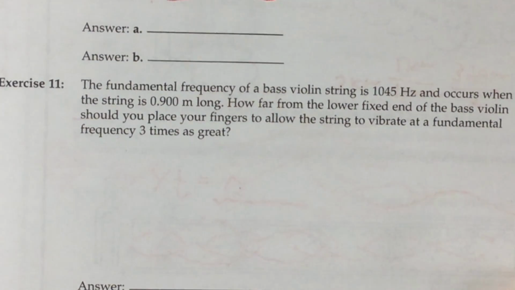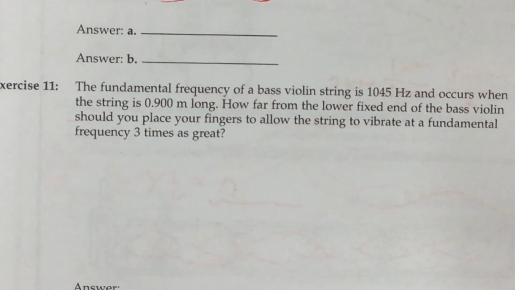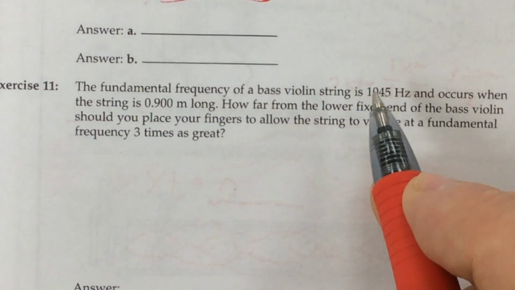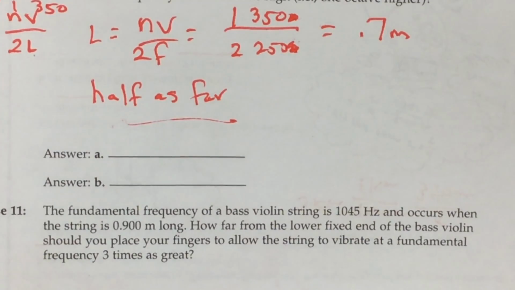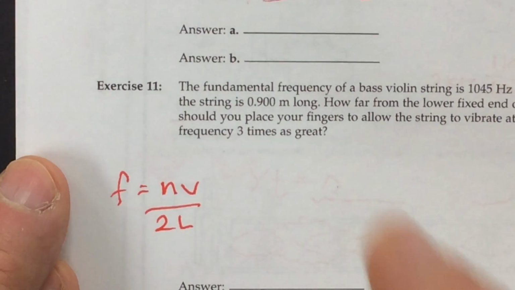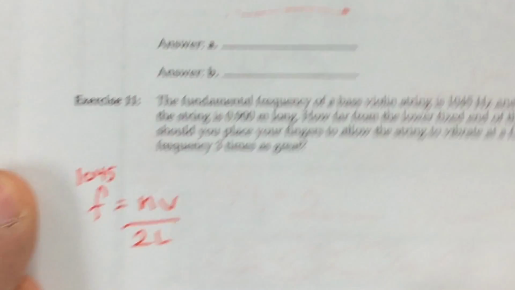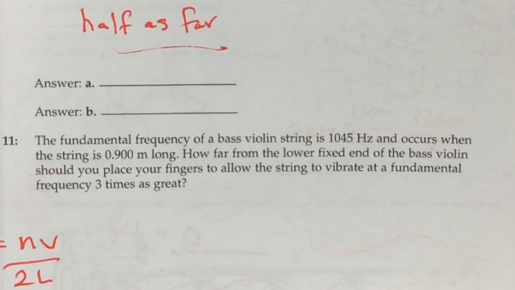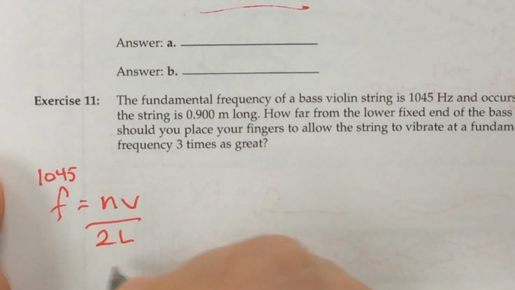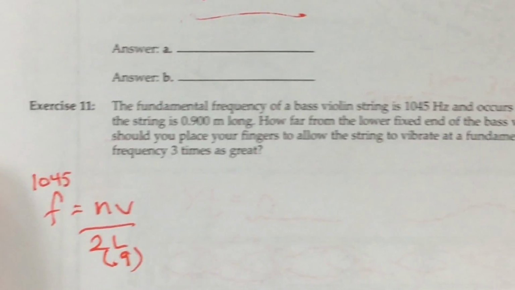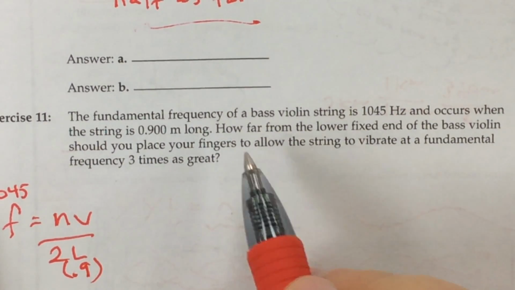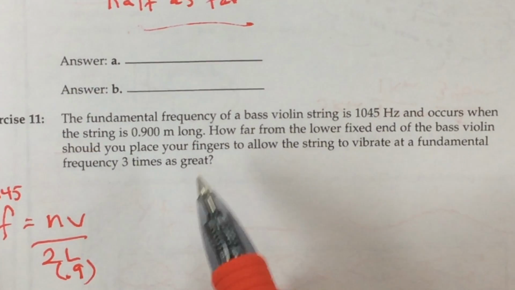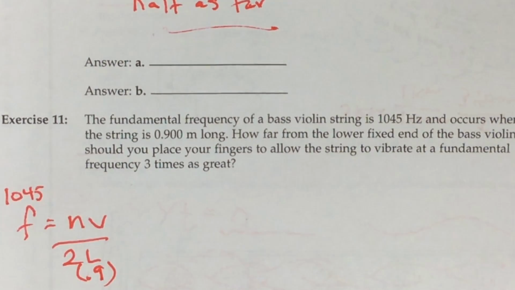Okay, let's try 11. Fundamental frequency of a bass violin string is 1045 Hertz. So we have the same thing. We have F equals NV over 2L. The frequency is 1045 and occurs when the string is 0.9 meters long. That's L, 0.9. How far from the lower end of the bass violin should you place your fingers to allow the string to vibrate at a fundamental 3 times this frequency?